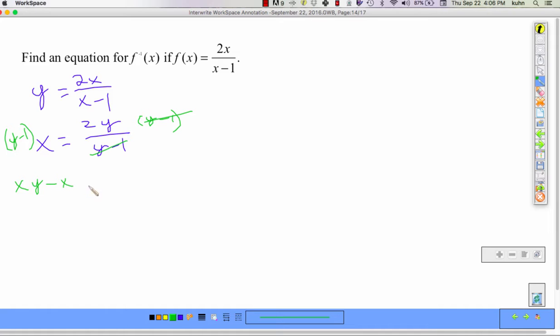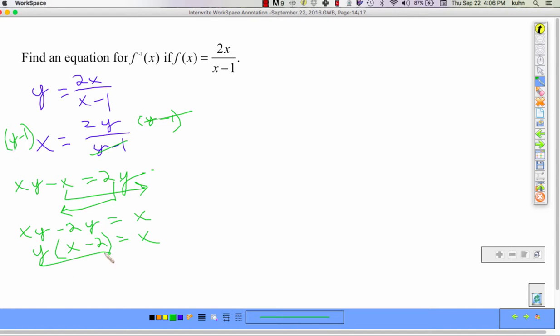Xy minus x equals 2y. Next, move this x over here. Move that 2y over there. I have xy minus 2y equals x. So I added this x over. I subtracted that 2y back. We're almost done. Factor out a y and divide. Whoops.